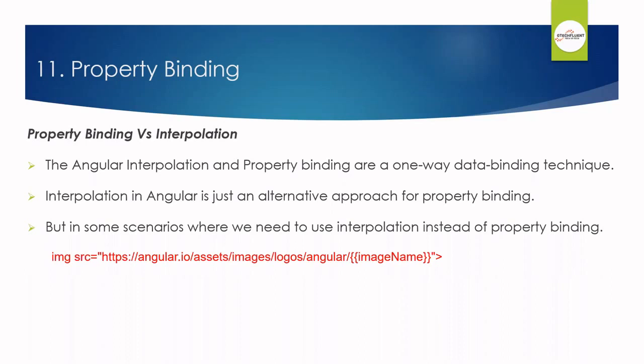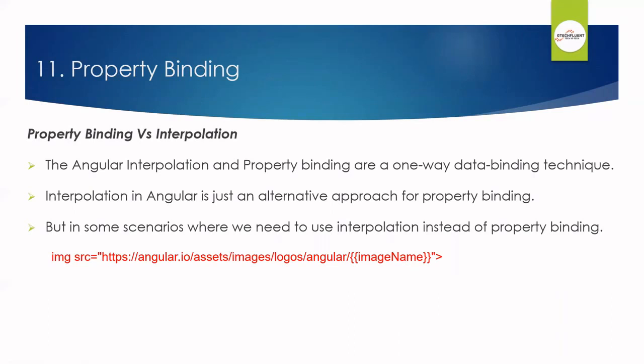For example, in this example, we have the source, but our image name is coming from the component. So in this case, you can't use property binding. Here you can use string interpolation with the different parameters. You can even add another parameter here into your path. In this way, you can use string interpolation and property binding.